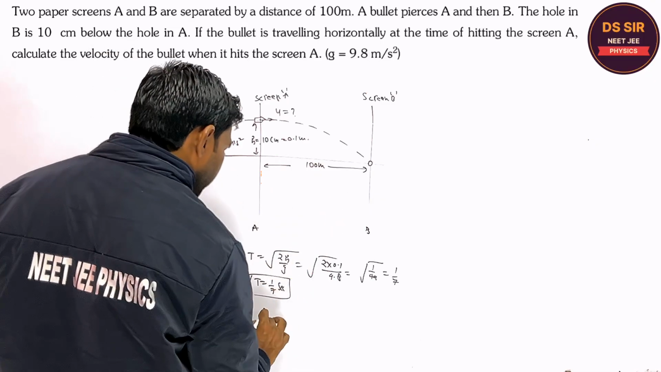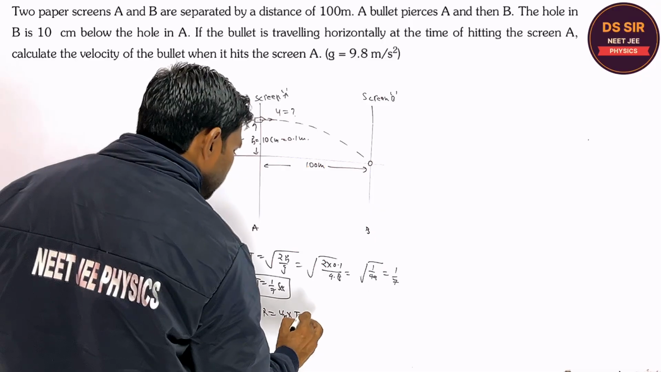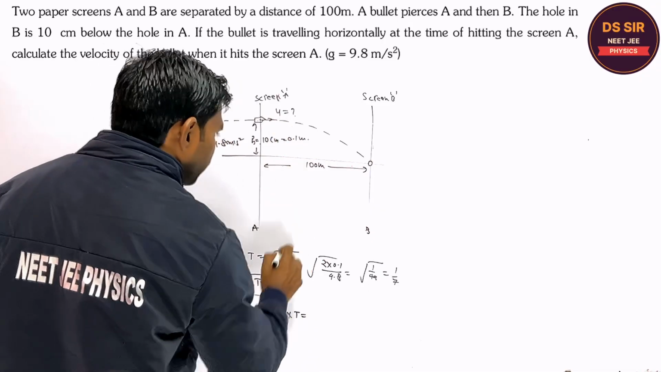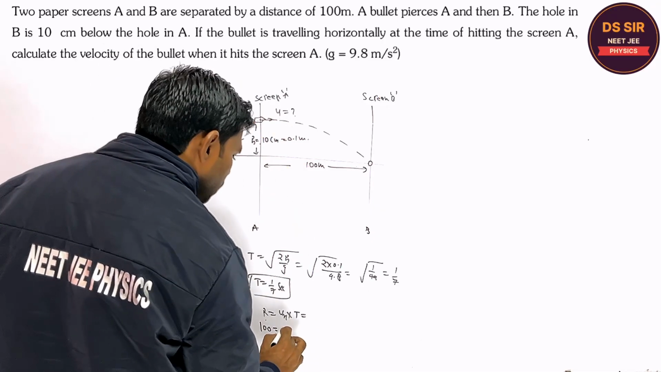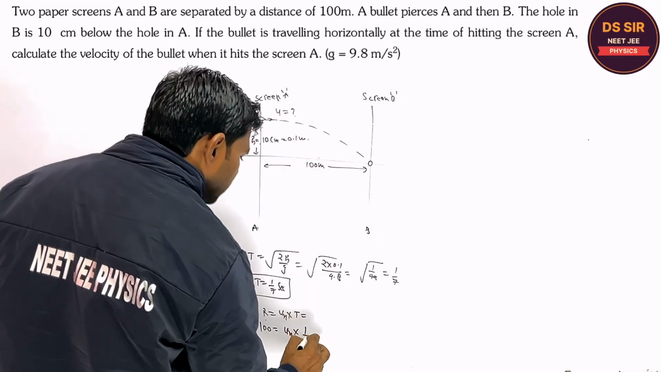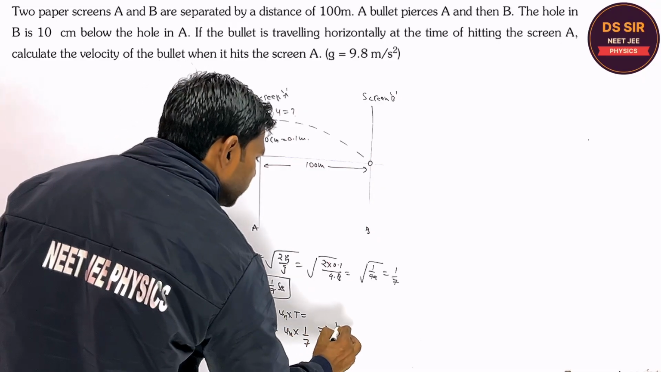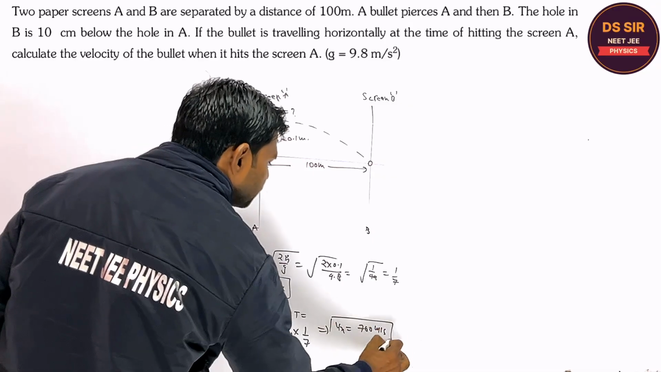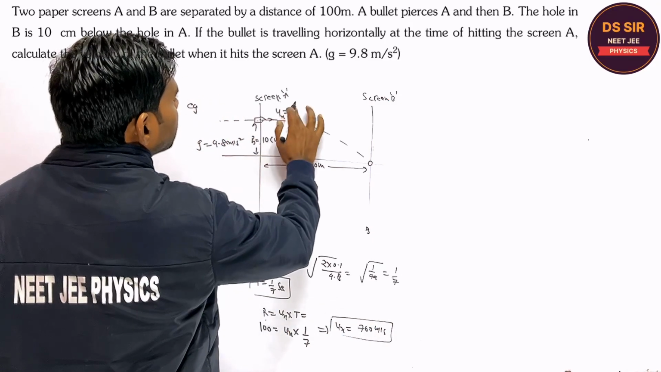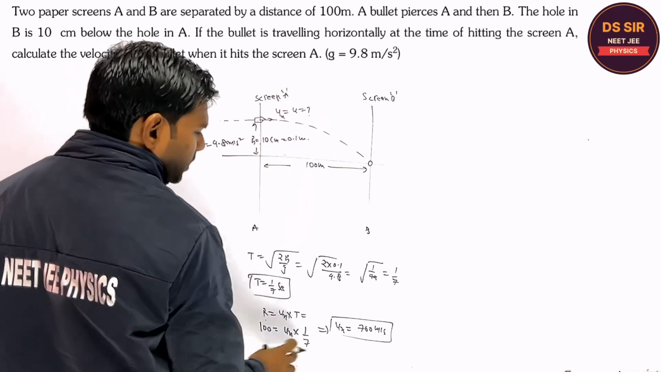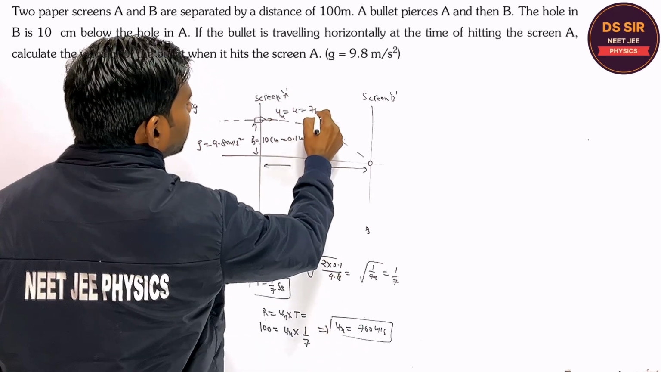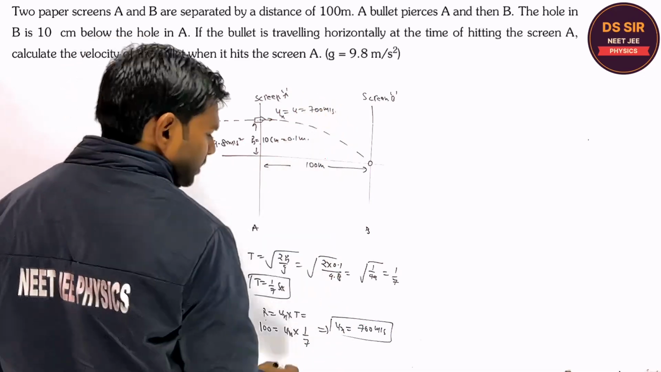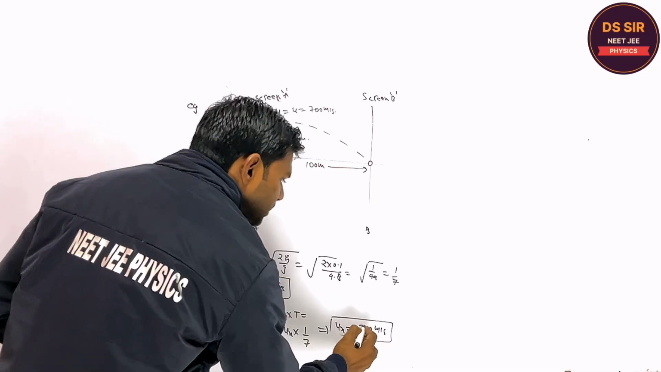What is the horizontal range? Say ux into t. The range we know, 100 meter. The ux we don't know, but the time is 1 upon 7. So what is the value of ux? It is equal to 700 meter per second. So this is the speed of the bullet, 700 meter per second, right? This is the answer. Copy this.